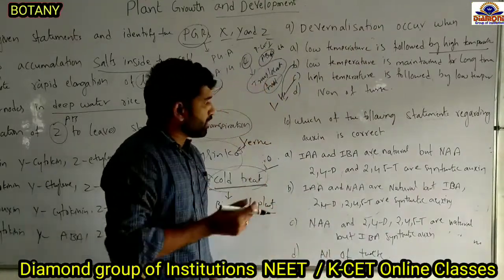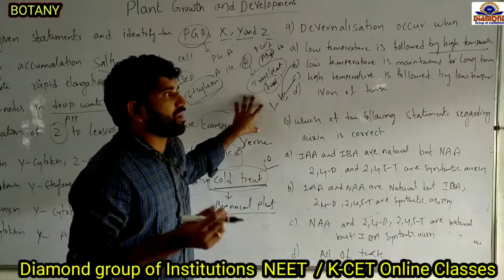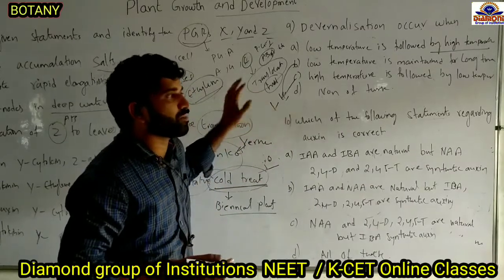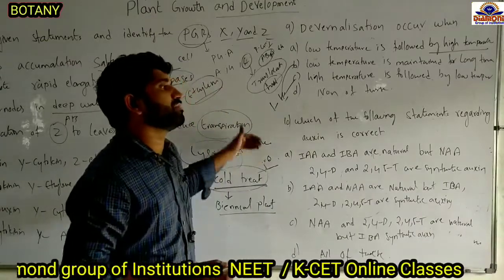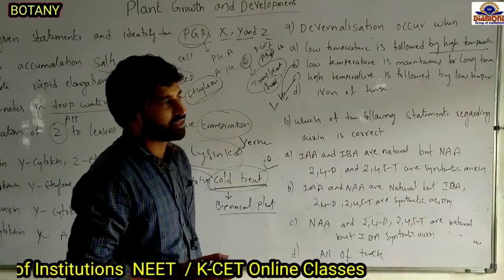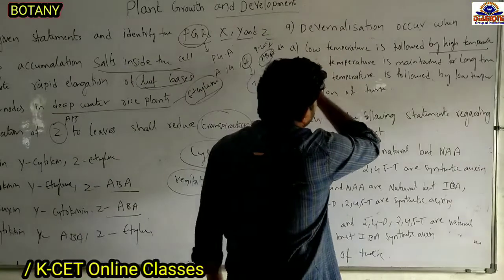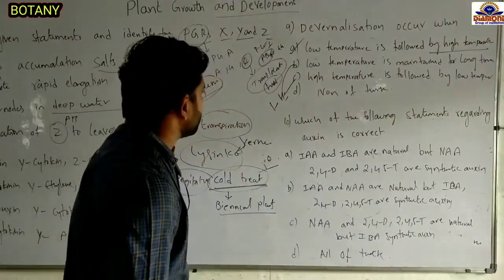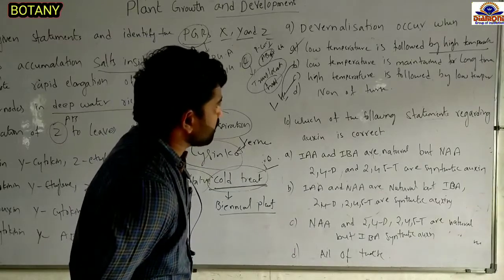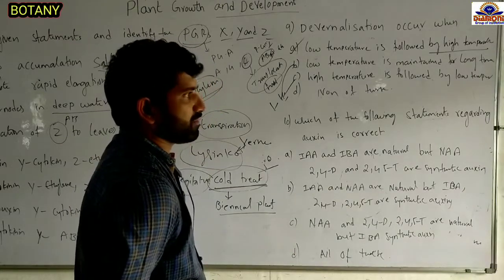Automatically, biennial plants can produce flowers before the end of the second year only. So low temperature followed by high temperature is the answer. And next question, which of the following statements regarding auxins are correct?